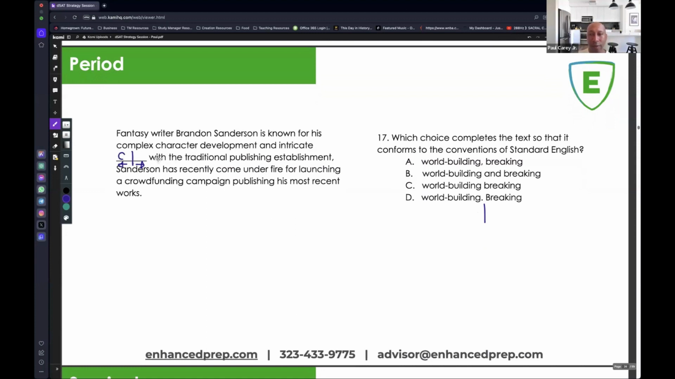And then let's check out the other side. Breaking with the traditional publishing establishment, Sanderson has recently come under fire for launching a crowdfunding company publishing his most recent works. Okay, cool. We also know that that's going to be another complete idea. We know what's happening. Sanderson has come under fire. What did he come under fire for? For launching something that's working, that a campaign for his work, right?